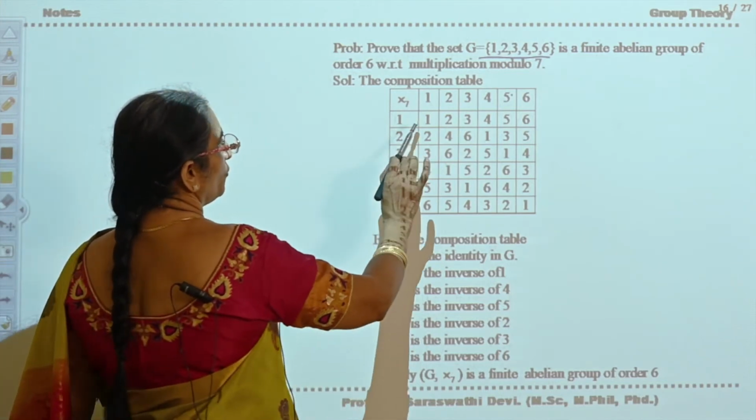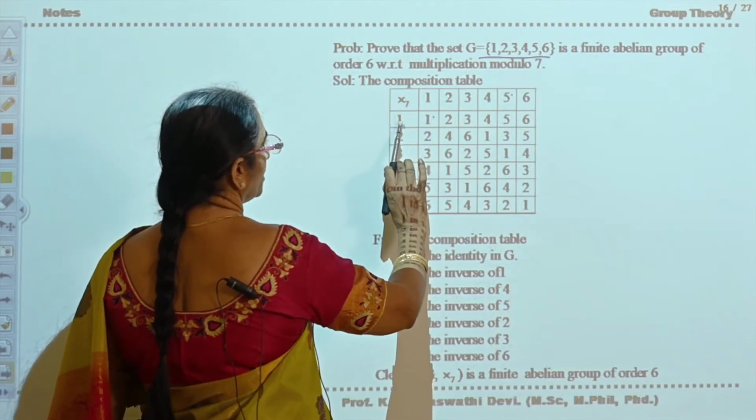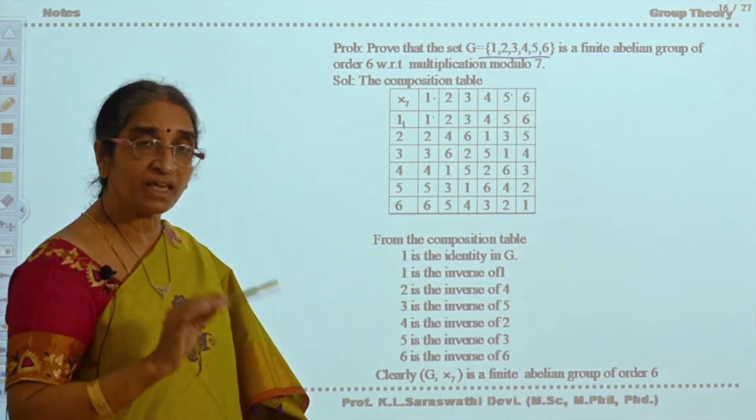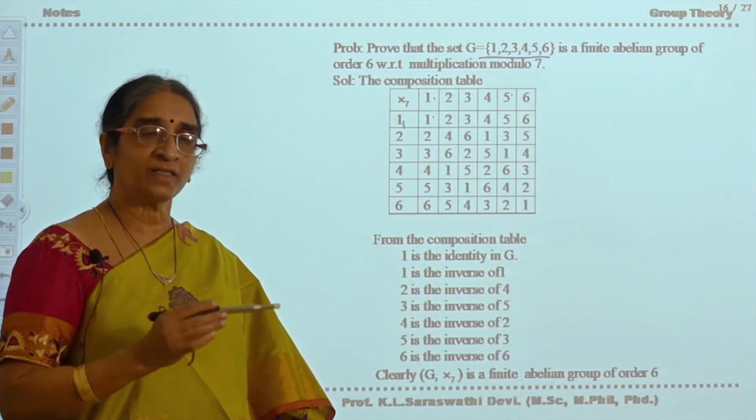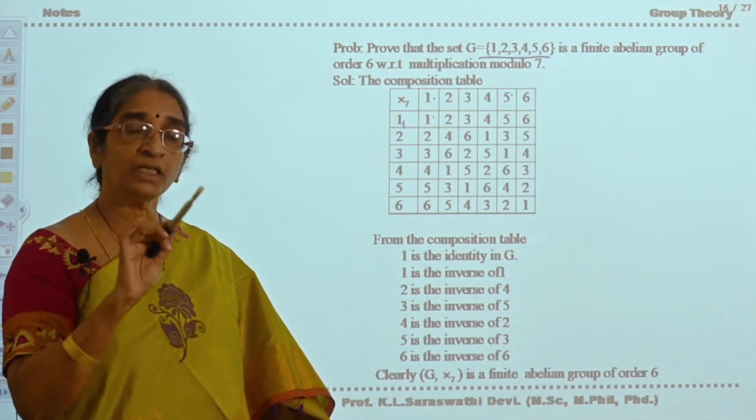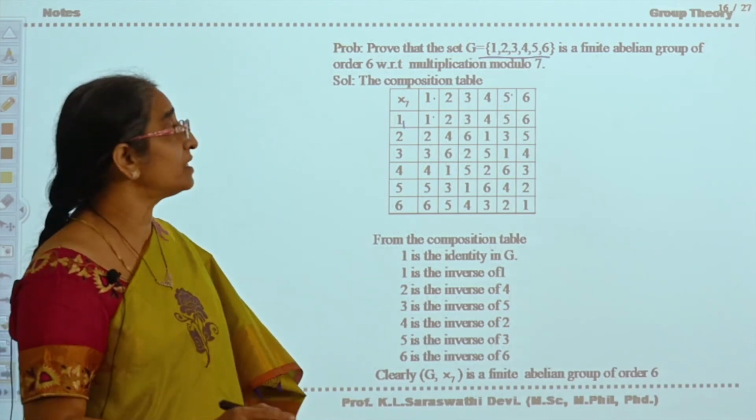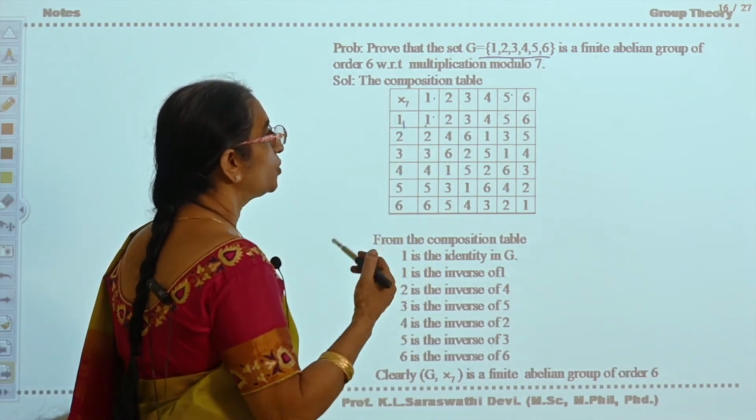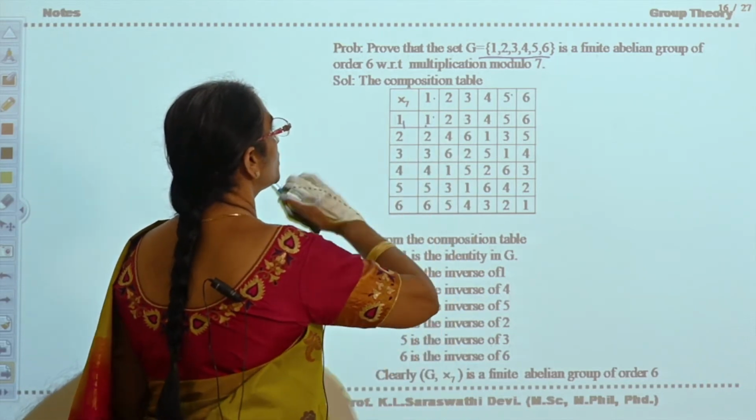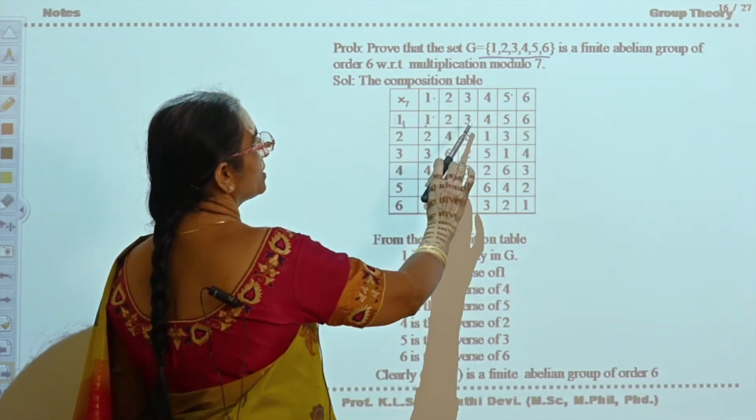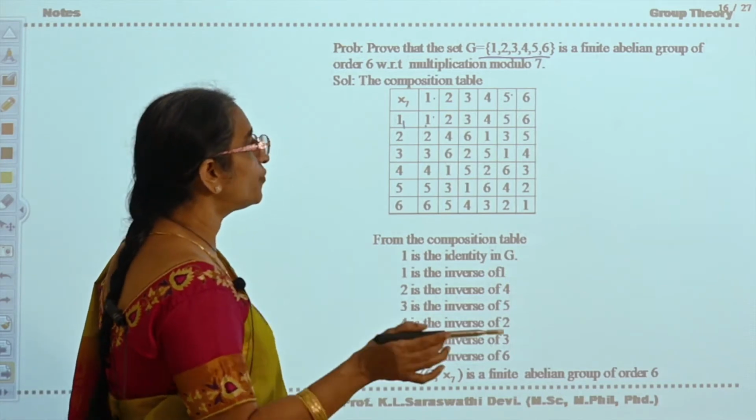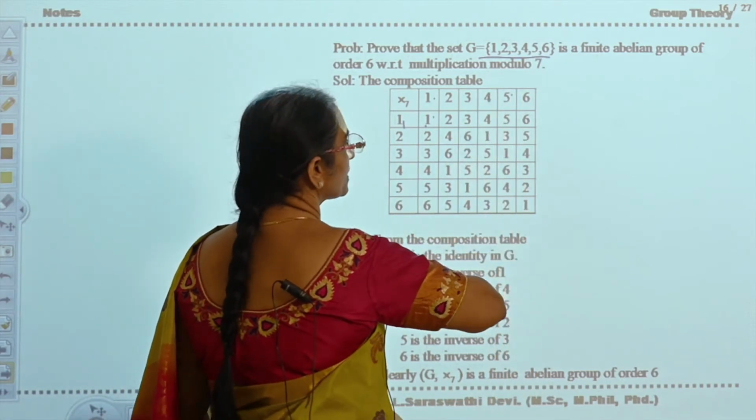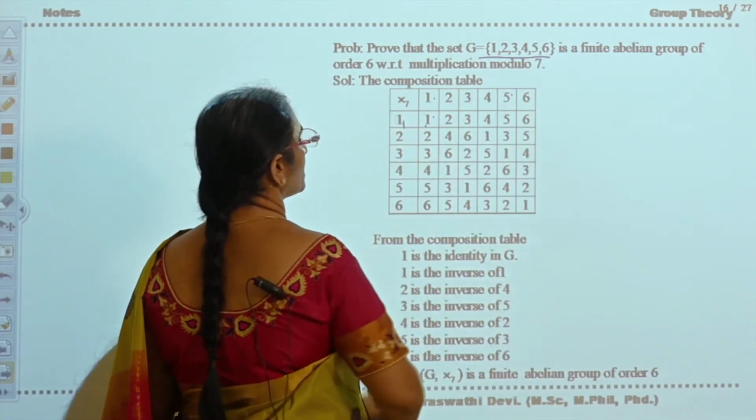Now see, first row, first column element. Here the first column element is 1, here the first row element is 1. 1 into 1 by 7. 1 is less than 7, so the numerator itself will be considered as the remainder. So you are writing it as 1. 1 into 2 by 7, 2 is less than 7, you are writing it as 2. 1 into 3 is less than 7, you are writing it as 3. 1 into 4 is less than 7, you are writing it as 4. 1 into 5 is 5, less than 7. 1 into 6 is less than 7.